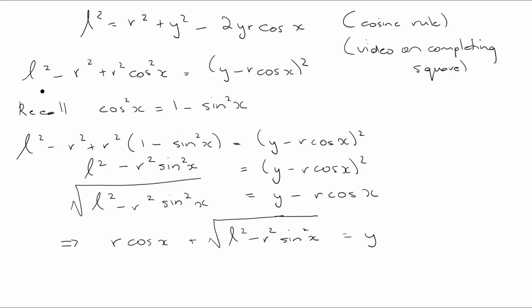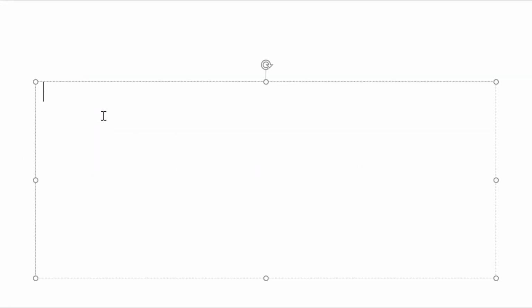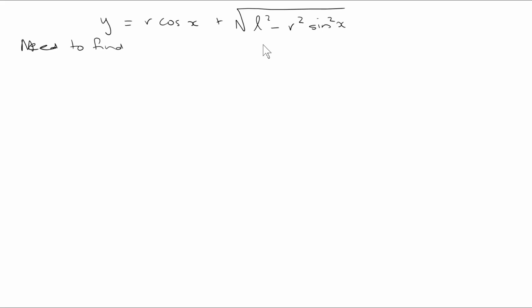Okay, so I'm just going to write that again. So we had Y equals R cos X plus the square root of L squared minus R squared sine squared X. All right, so we need to find the max and the min of Y, but we're not using calculus at this stage, because we haven't done calculus. Calculus comes next. Right, let's look at the max first.